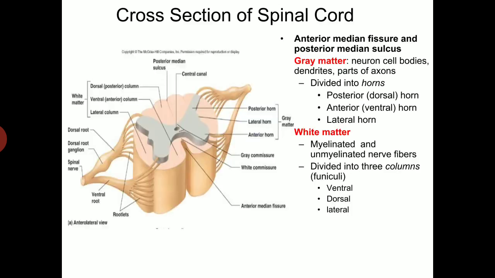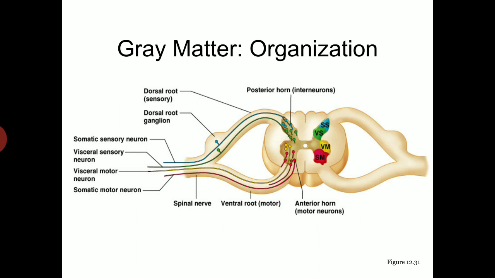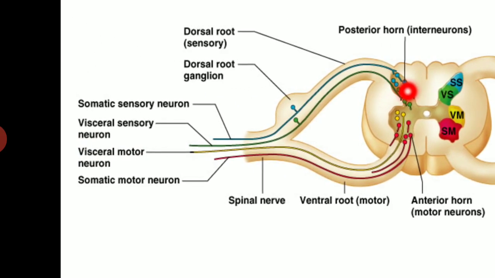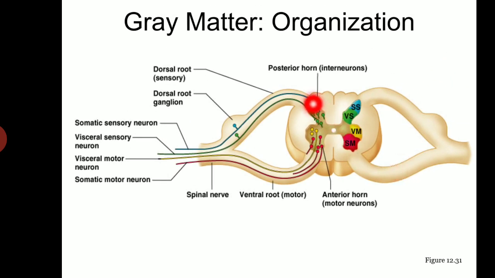Now, gray matter organization. In the gray matter there is a dorsal root which is sensory. It contains a ganglion, known as the dorsal root ganglion. And the ventral part is connected with the ventral root, which is motor in function, and together they form the spinal nerves. So dorsal roots are sensory and ventral roots are motor, which is also known as the Bell-Magendie law.